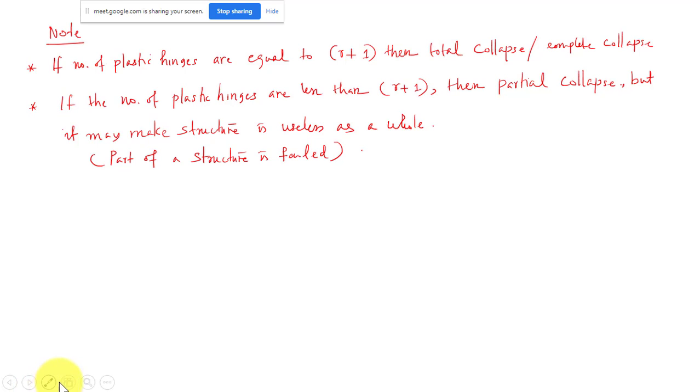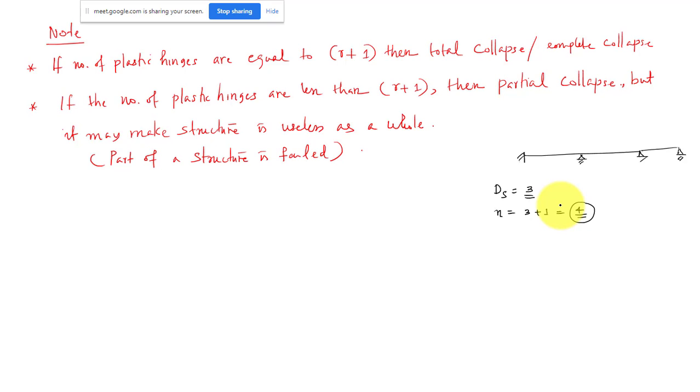Suppose we have a continuous beam. Let me take one more span. So what is the static indeterminacy? 2, 3, 4, 5 minus 2. The static indeterminacy will be 3. And how many plastic hinges are required to form a mechanism? That is 3 plus 1. 4 plastic hinges are required to form the mechanism.